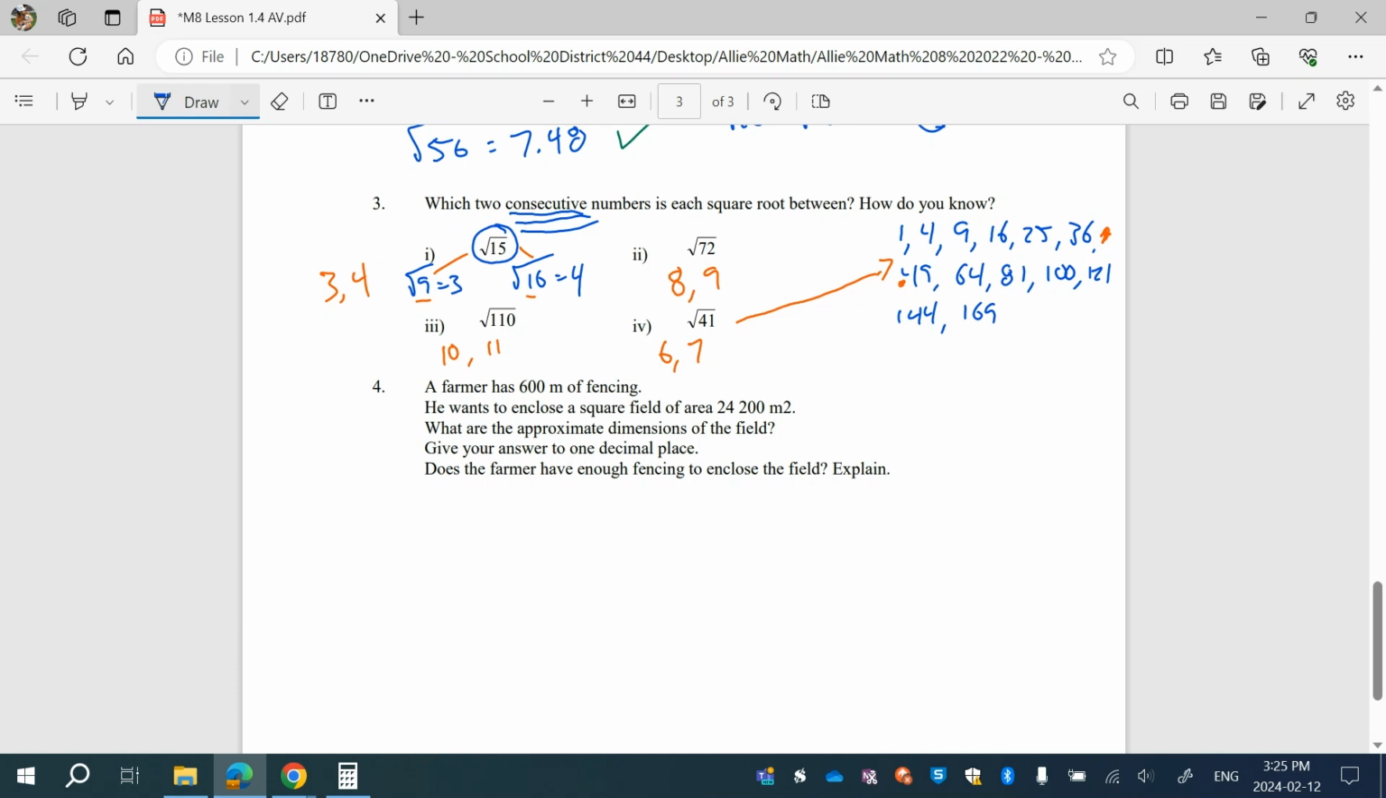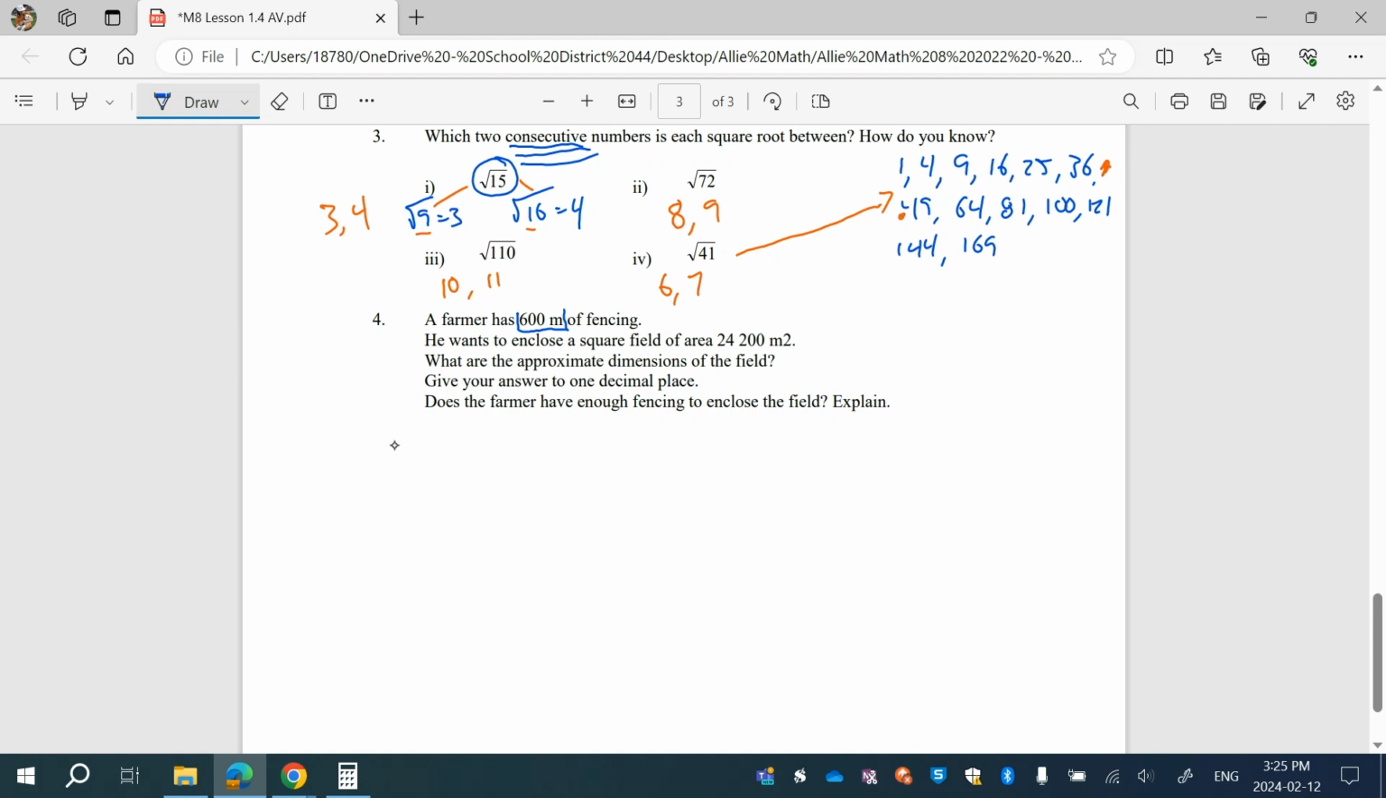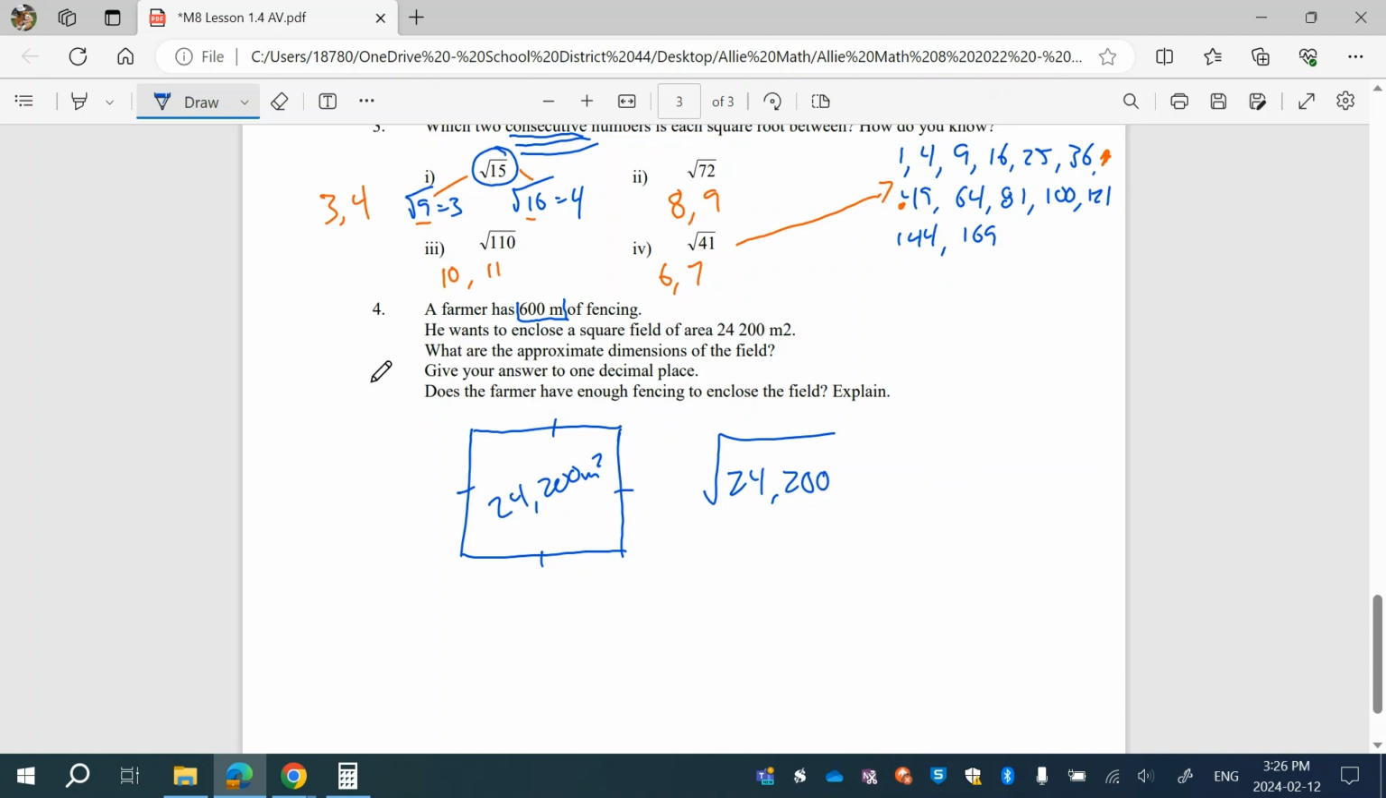Okay, so let's go. A farmer has 600 meters of fencing. He bought it wholesale. He wants to see if he can go all the way around his field. So he wants to enclose a square field of area 24,200. What are the approximate dimensions of the field? So he's got a huge field like this, 24,200 meters squared. They want to know the dimensions, so they want to know the side lengths. So we want to know approximately what is the square root of 24,200. Give your answer to one decimal place.